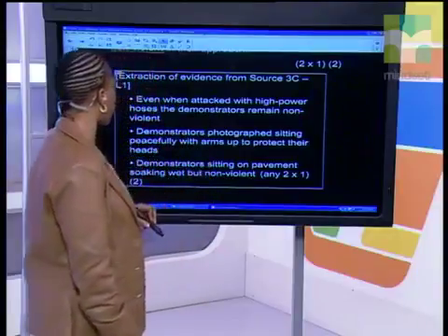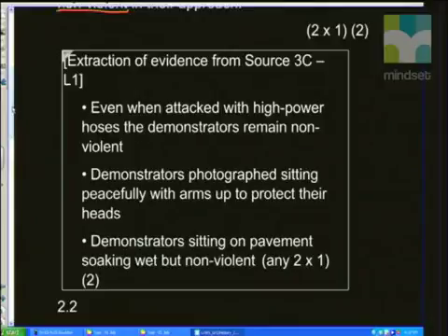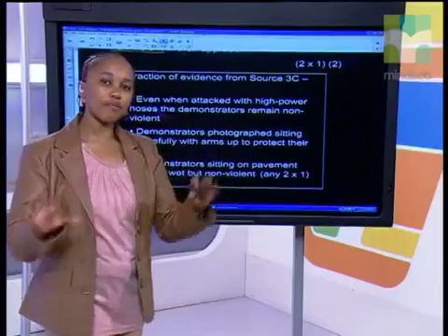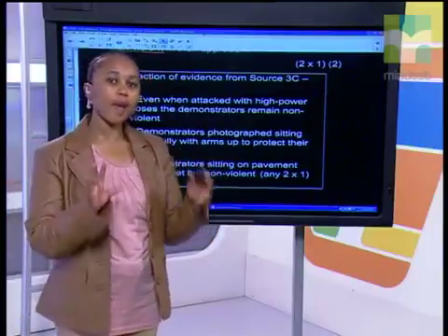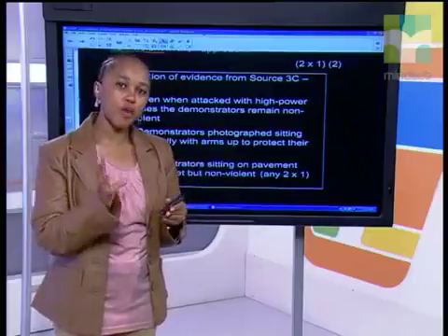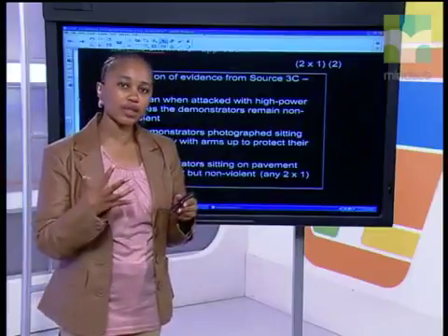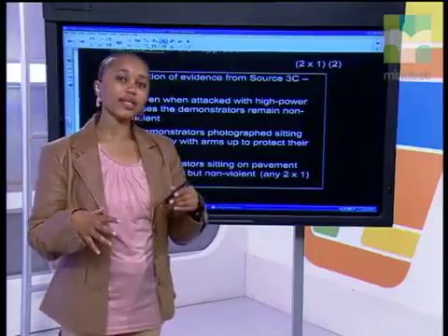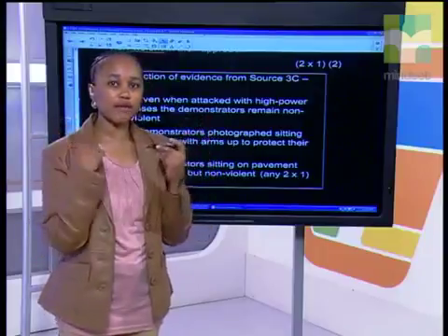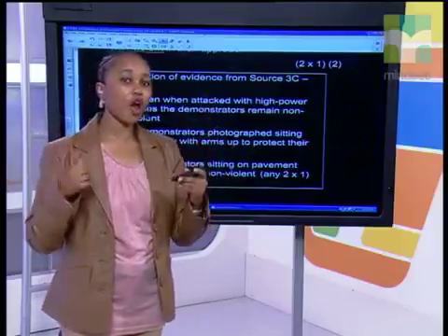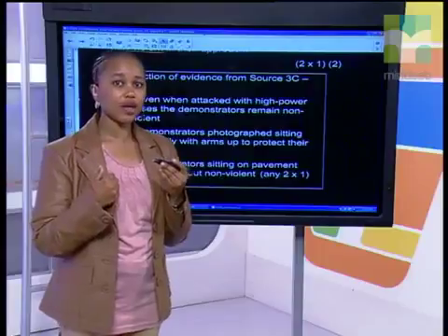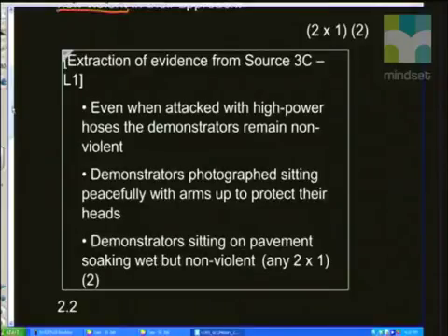Okay, let's look at another possible response here. The demonstrators photographed sitting peacefully with arms up to protect their heads. I've already told you that obviously there were campaigns or demonstrations throughout Birmingham, but the photograph captured that moment, and that moment shows the protesters sitting on the pavement, and instead of fighting back, they were just protecting their faces or their bodies. They had their arms up, not to fight back, but to protect themselves. Okay. And then another possible response is the demonstrators are sitting on the pavement soaking wet, but non-violent.